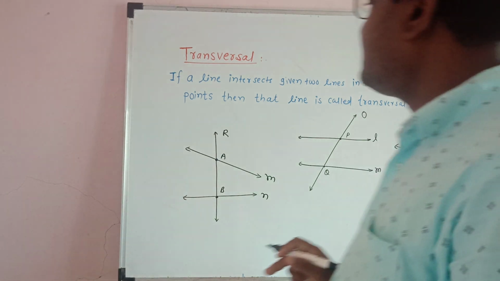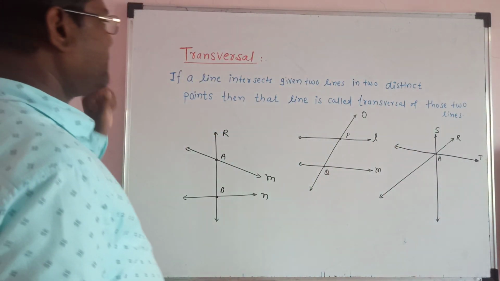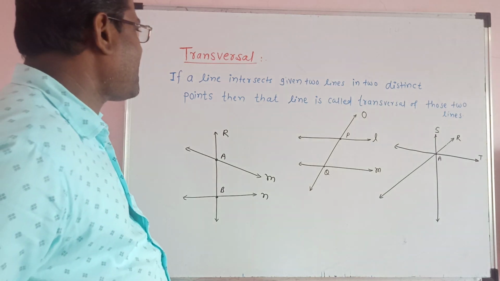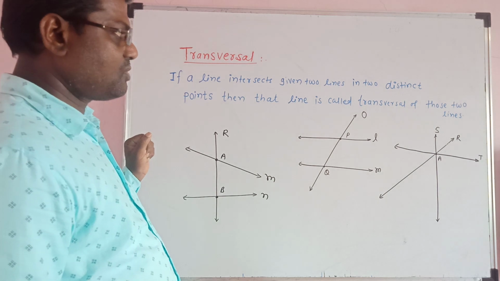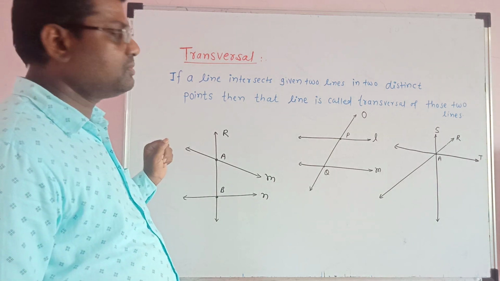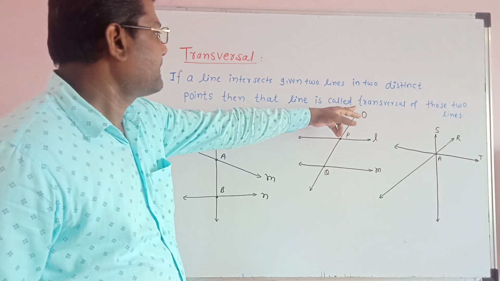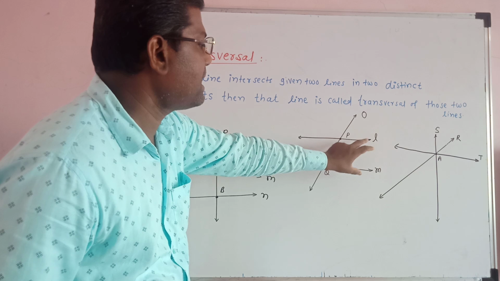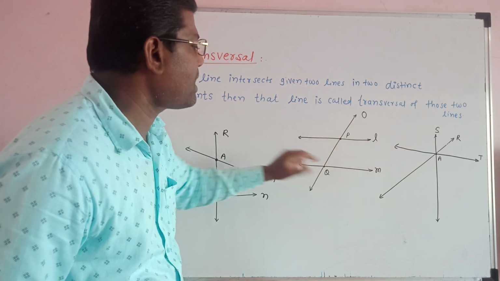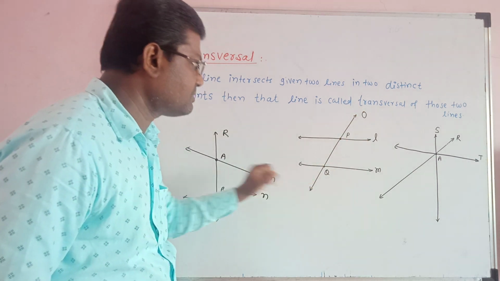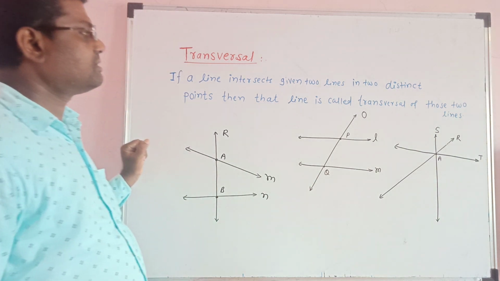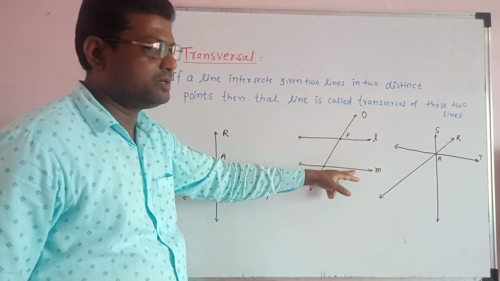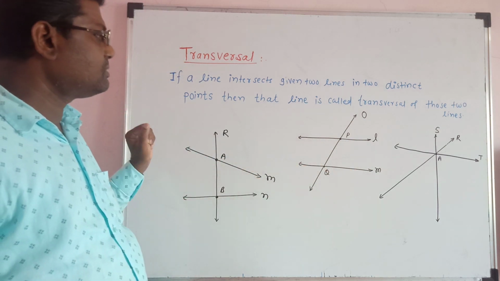So what is meant by transversal? If a line intersects given two lines in two distinct points, then that line is called a transversal of the two lines. And the given lines may be parallel to each other or may not be parallel to each other.